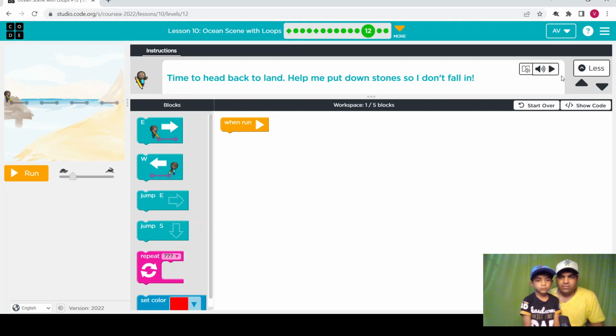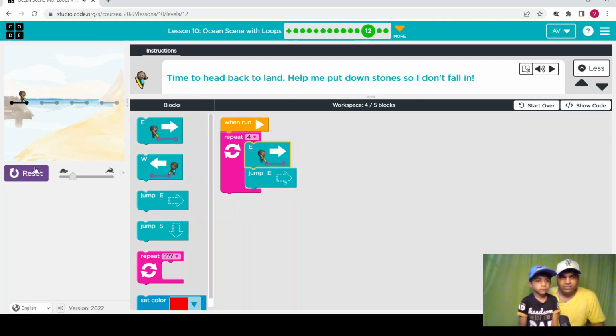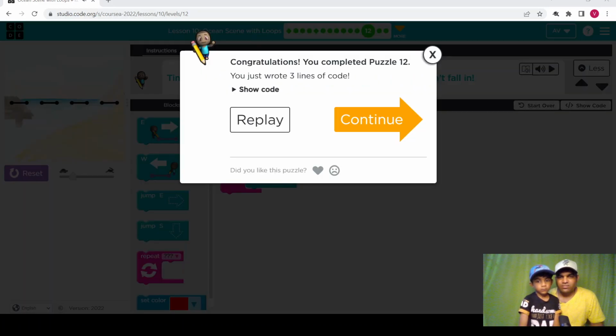So here is the next level. Time to head back to land. Help me put down stones so I don't fall in. I'm going to take a repeat block. Four times. East, jump, east. Okay. Run. Yeah, the puzzle is complete. Alright, so we finished the level. So let's continue to the next one.